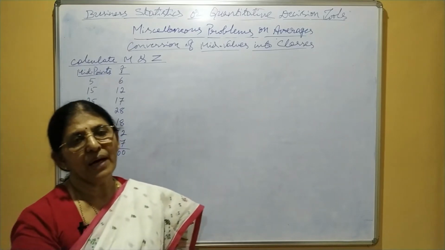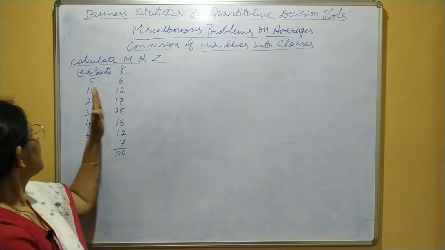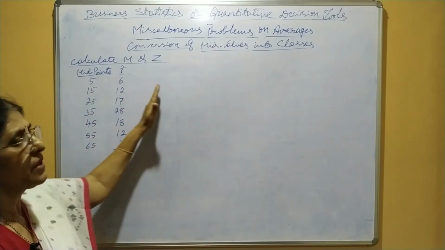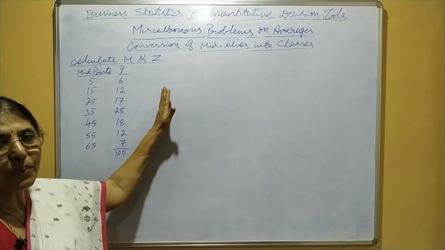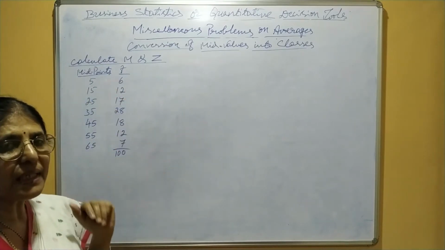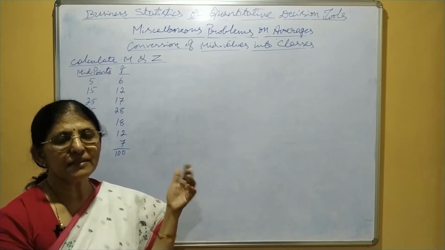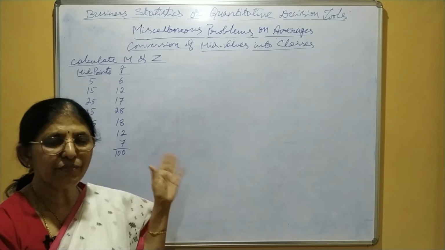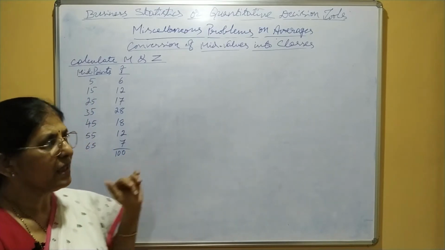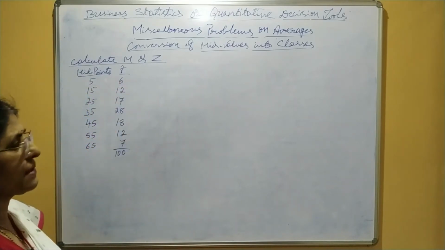In the case of arithmetic mean, even without classes, you may work out the problem with midpoints only. But in the case of median and mode, without classes we cannot apply the formula, because we have to take the median class and modal class. Therefore it is inevitable that we convert these midpoints into classes.